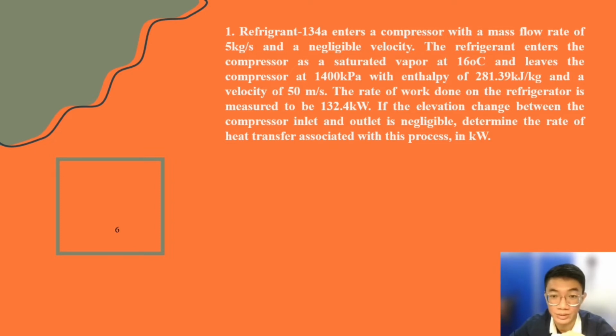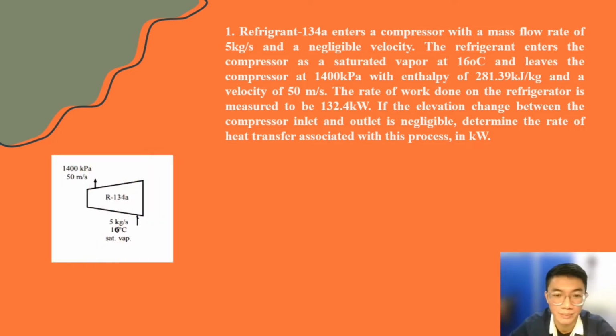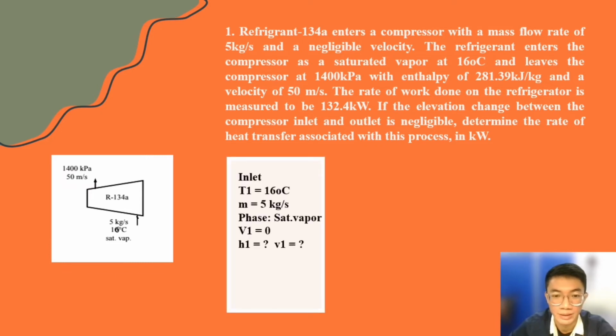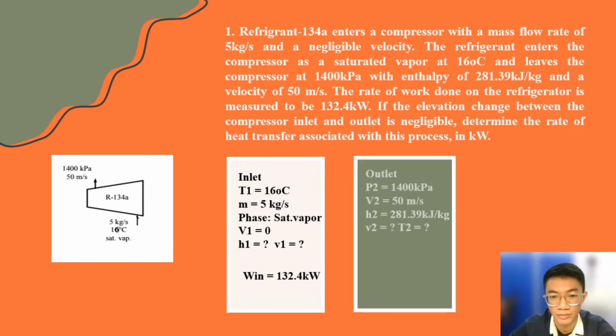And the rate of work done on the refrigerator is measured to be 132.4 kilowatts. If the elevation change between the compressor inlet and outlet is negligible, determine the rate of heat transfer associated with this process in kilowatts. So this is the example diagram for this question, and this is the inlet position, and this is the work input. The W dot in is 132.4 kilowatts, and for the outlet, we need to find the Q dot out, which is also the rate of heat transfer with this process.